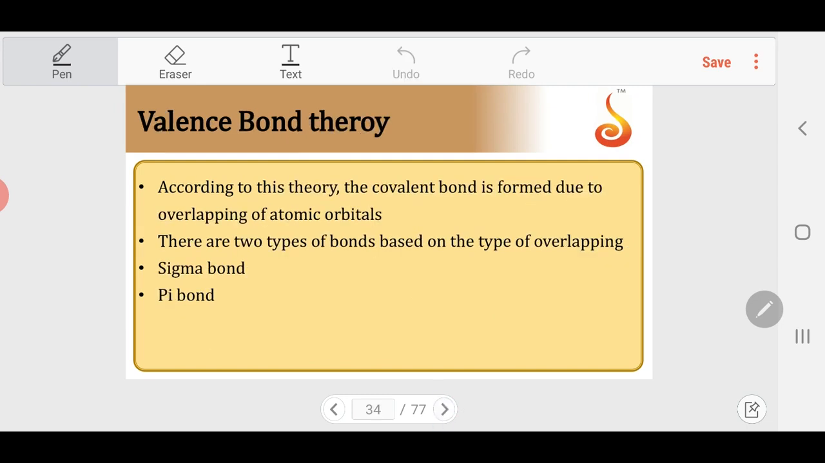The most successful theory for covalent bond formation is valence bond theory. According to valence bond theory, the covalent bond is formed due to overlapping of atomic orbitals. It is an extension of the wave mechanical model of an atom. So the wave functions we discussed in atomic structure were used, and that wave mechanical concept is extended to explain bonding, which comes in the form of valence bond theory. The atomic orbitals overlap with each other to form a bond. Based on the type of overlapping, we have two types of bond. One is sigma bond, another is pi bond.